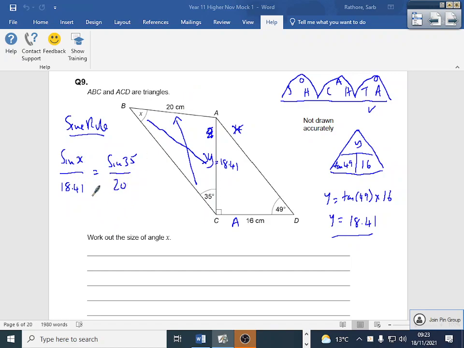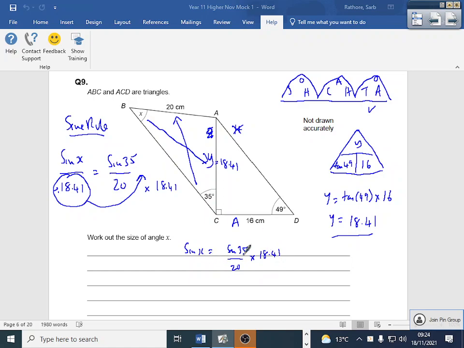Now I'm just going to do a bit of rearrangement. I need to take this to the other side, and because it's being divided here, the opposite of divide is multiply by 18.41. Once I've done that, I'll get, I'll write it here, sine x is going to equal sine 35 over 20 multiplied by 18.41.